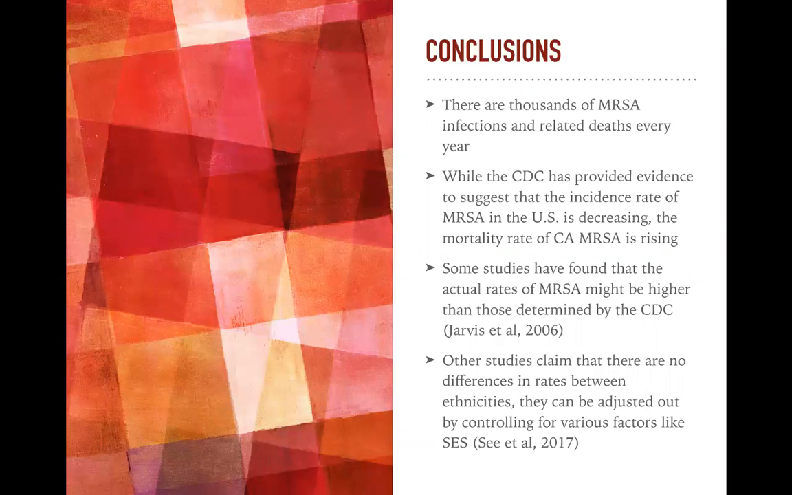In conclusion, there are thousands of MRSA infections and related deaths every year. While the CDC has provided evidence to suggest that the incidence rate of MRSA in the US is decreasing, the mortality rate of community-associated MRSA infections is rising. Some studies have found that the actual rates of MRSA might be significantly higher than those determined by the CDC. Other studies claim that there are no differences in rates between ethnicities, but they can be adjusted out by controlling for various factors like SES.